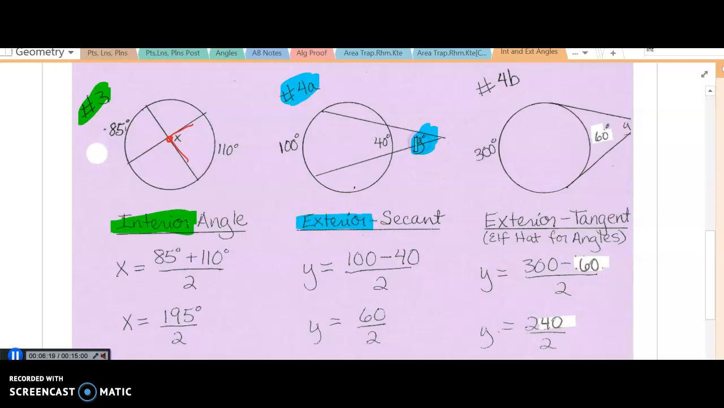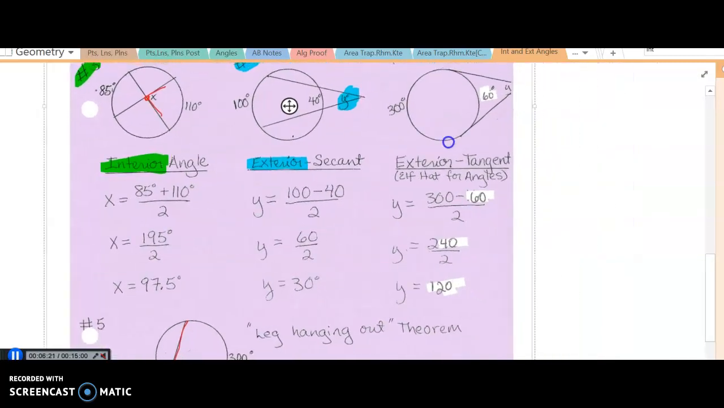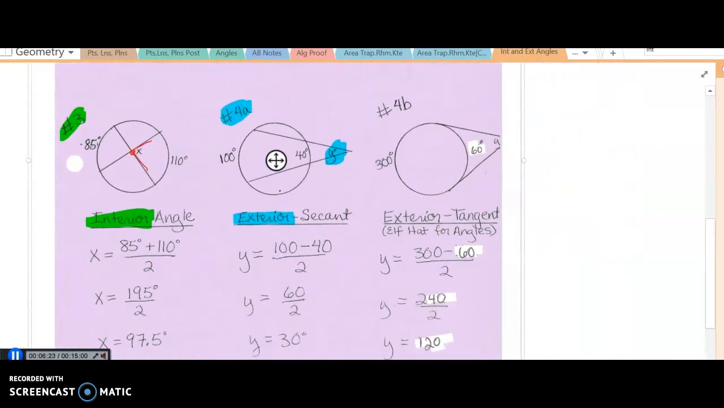And what I have here below, guys, is some examples of how to work that problem. So like if this one was 85 and 110, you do 85 plus 110 divided by 2, which would be 97.5. Here you would do 100 minus 40. 100 minus 40 is 60, divided by 2 is 30.